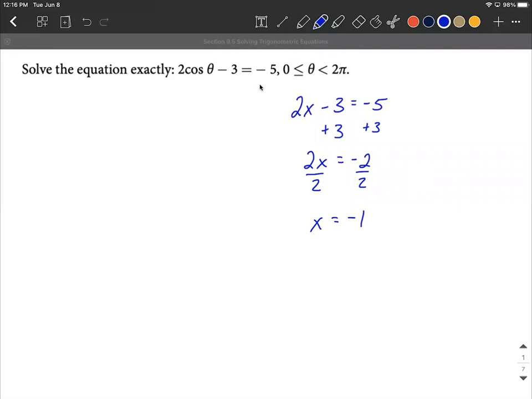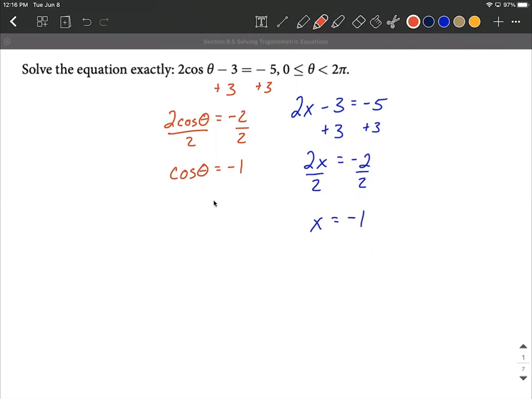So back to our equation. I'm going to do the same steps here. I'm going to add 3. So that'll give us 2 cosine of theta equals -2. And I'm still working on isolating the cosine of theta, so I want to get rid of the 2 out in front, so I'm going to use division to do so. That'll give us cosine of theta equals -1. Very, very similar steps as far as both these equations go.